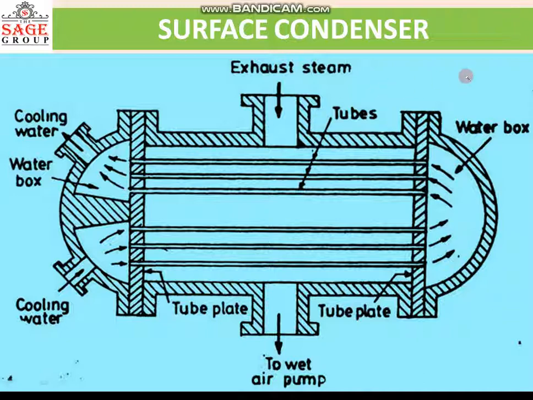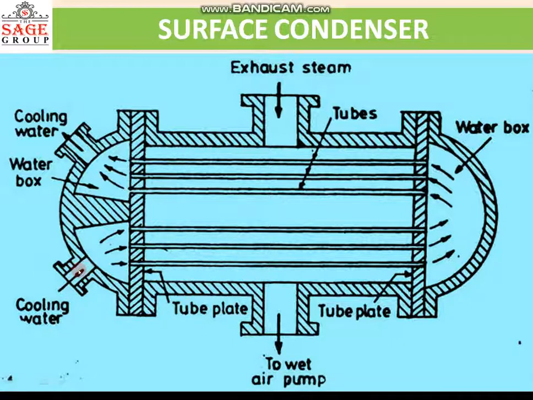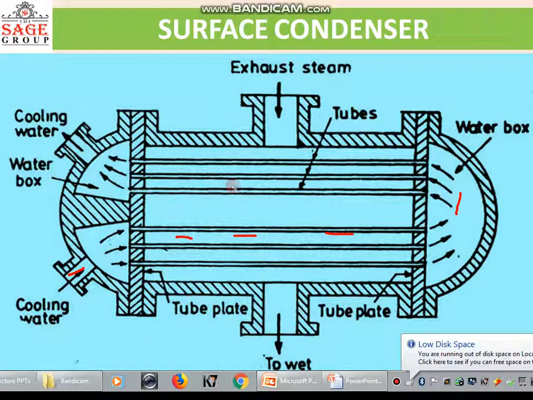Next there is the surface condenser. In the case of the surface condenser, we can see there is no mixing of the steam and the water. The cooling water from this section will enter, and it will pass through these tubes, and again this is the water box, passing through this section it will enter through these tubes, and again will leave this whole section.